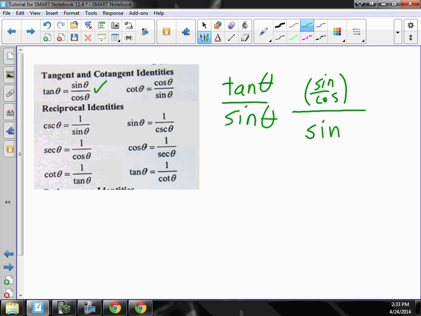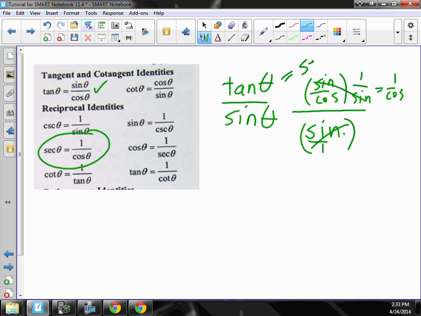How do you divide two fractions? But this one's not a fraction yet. So put it over 1. So now we have two little divides and one big divide. So I flip it, 1 over the sine of theta, and sines cancel, and I get 1 over cosine, which is also known as secant. So this equals the secant of theta.